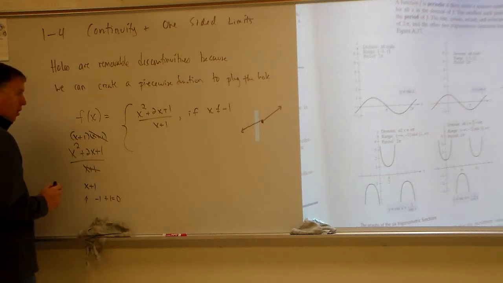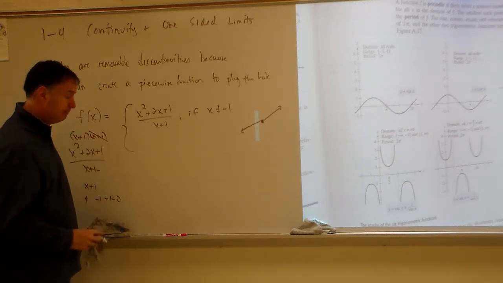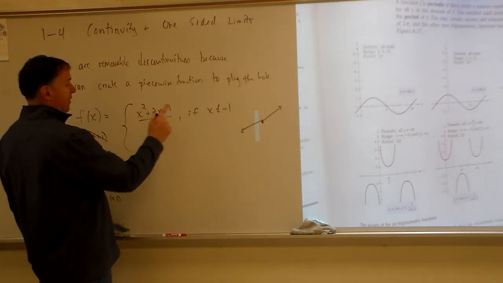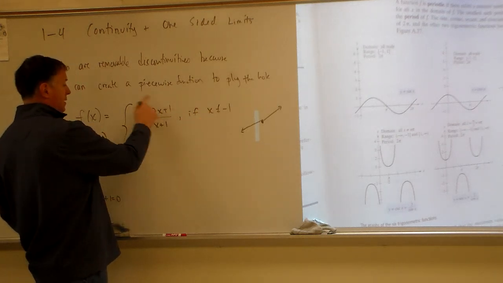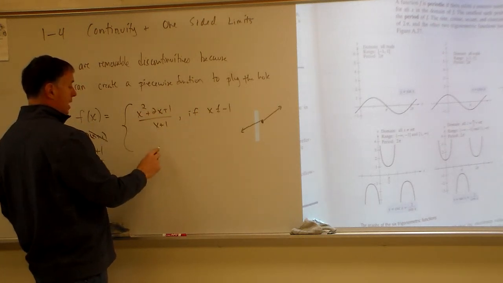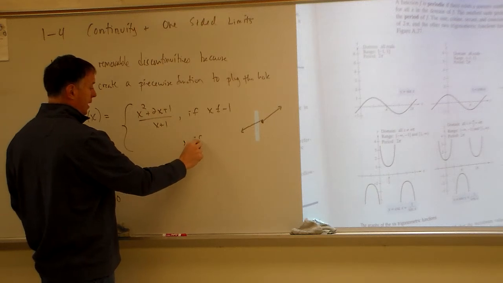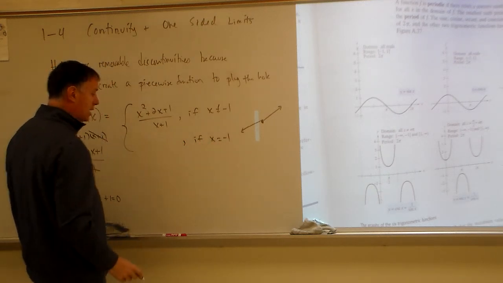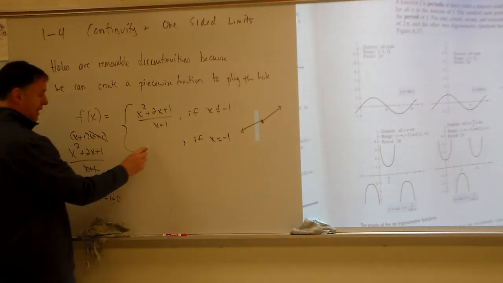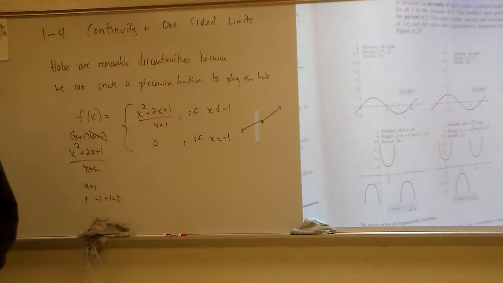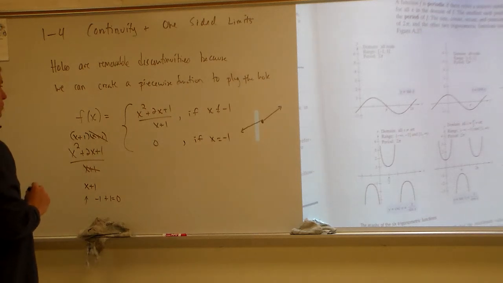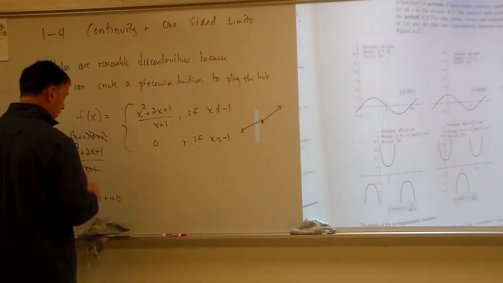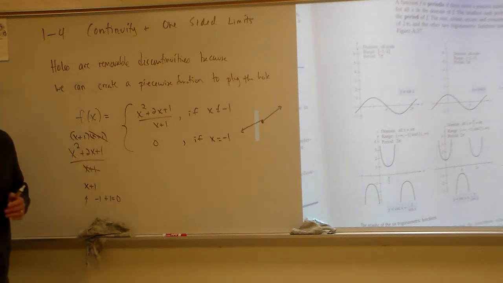So if I plug a negative 1 in here, I get negative 1 plus 1, which is 0. So my piecewise function: if x doesn't equal negative 1, this is my function. If x equals negative 1, I need that to be a 0, because the 0 is what's going to plug that hole. Okay? So let's look at another one. Copy that down.